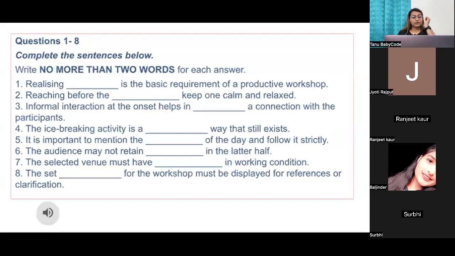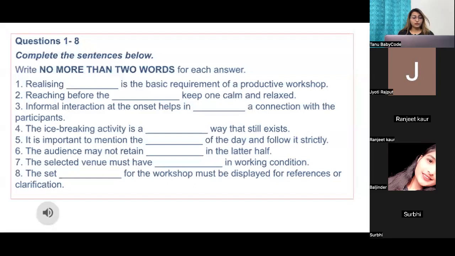Right. Informal interaction at the onset helps in dash a connection with the participant. So अगर informal interaction होगा वो किस चीज में help करने वाला है? कौन से connection के साथ participants के? So you have to look for that thing. Ice breaking activity is a dash way that still exists. अब ice breaking activity क्या है? किस चीज का तरीका है? कौन सा वे है वो?